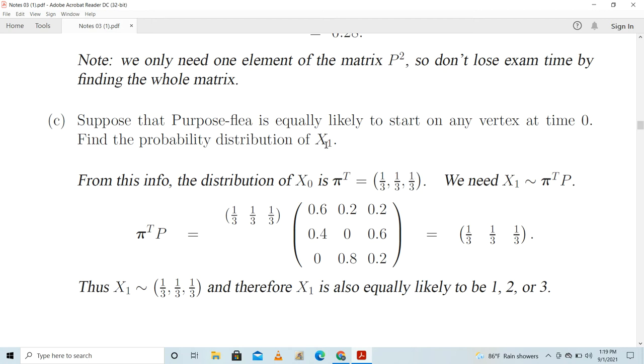So we need to find X1. Last week we proved that the distribution of X1 is phi transpose multiplied by the transition matrix. So we know this is the distribution of X0, and here we can take the transition matrix, multiply those two, and find the distribution of X1. When you do the multiplication, you will see you get the same value, that is 1/3, 1/3, 1/3. That is, the distribution of X1 is the same as the distribution of X0. That is, when time equals 1, there is also an equal chance of reaching any of the given states.